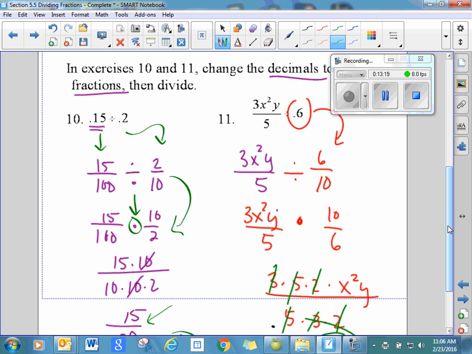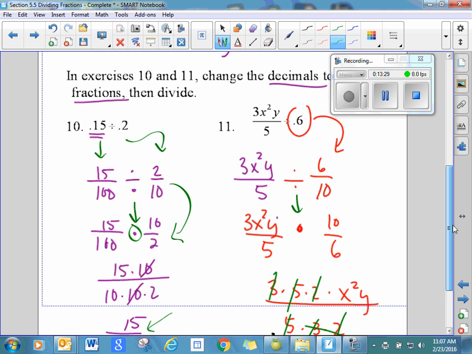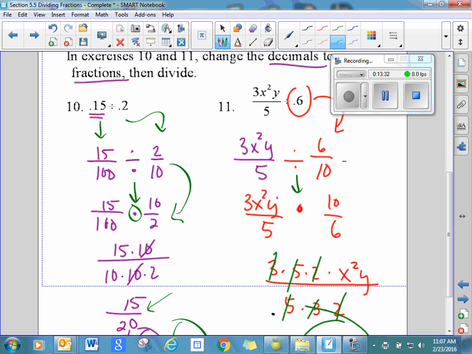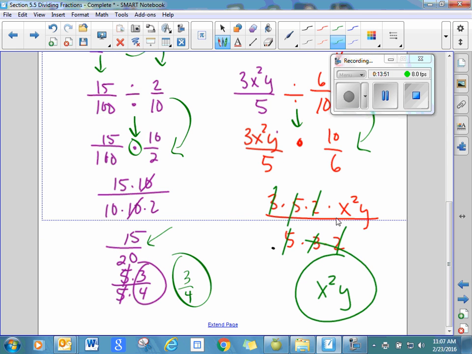Okay, let's work 11. I'm going to change 0.6 into 6/10, and now I'm ready to roll. I'm ready to change division into multiplication. I'm ready to do a single fraction bar. I've inverted 6 over 10 to 10 over 6. I've moved my variables to the back of the bus. 3 is here, and 10 is 5 times 2. Here's my 5, and here's my 3. All of the numbers cancel, and I end up with x squared over y, or x squared y over 1, or just x squared y.